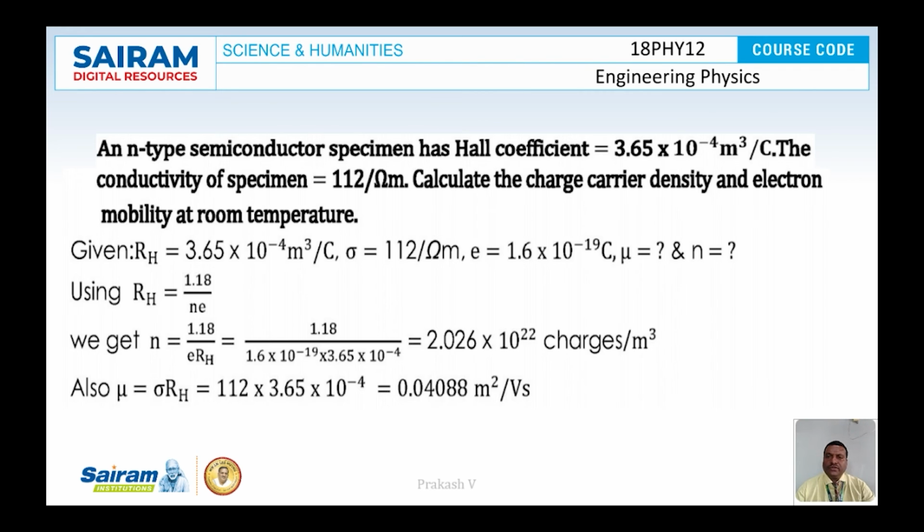So further, mu is equal to sigma RH. So by substituting the value of sigma and RH here, we are going to get the value of mu as 0.04088 meter square per volt second. So this is the way of calculating the parameters asked in this problem.